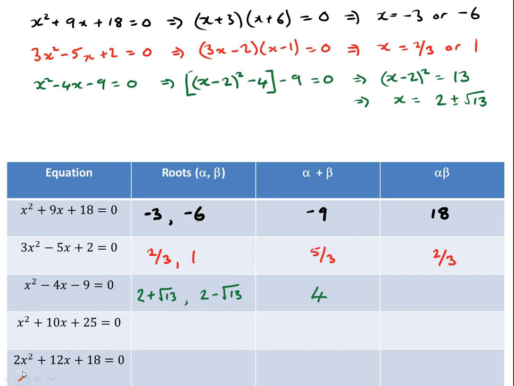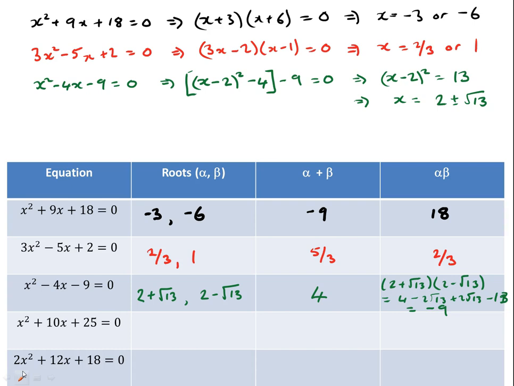To find the product of the roots, I'm going to have to do a little bit of multiplication of surds. So I've got 2 plus root 13 times 2 minus root 13. That gives me 4, take away 2 root 13 plus 2 root 13 plus minus root 13 times root 13, which is root 13 squared, which in other words is just 13. So in that calculation, the minus 2 root 13 and the plus 2 root 13 cancel each other out. 4 minus 13 gives me minus 9.